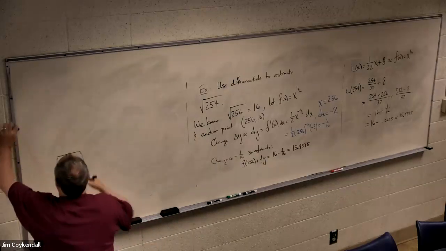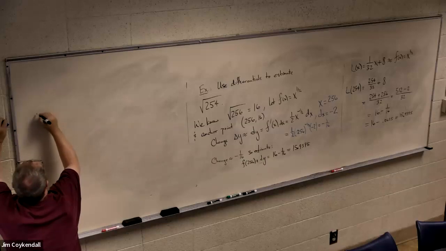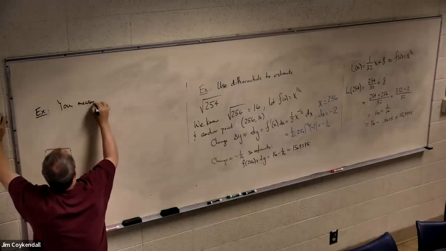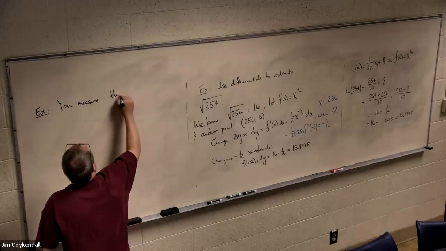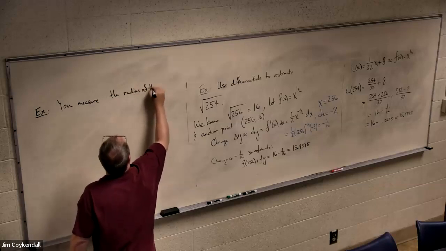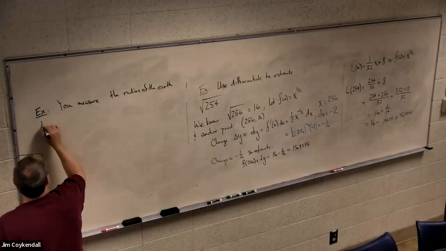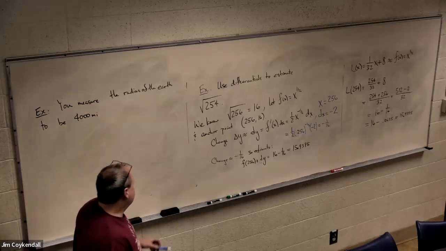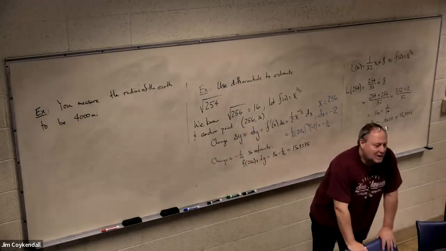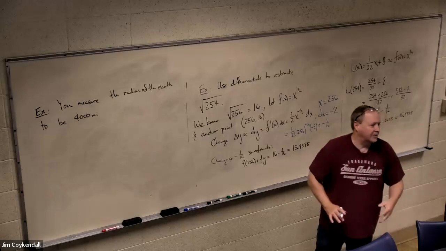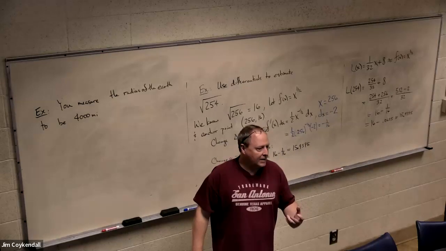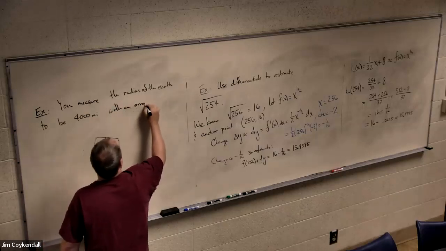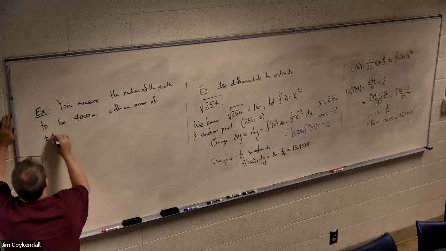Here's one. You measure the radius of the Earth, about 4,000 miles. Now, let me make clear this question is a little bit off because the Earth isn't a perfect sphere, et cetera, et cetera, but I'm idealizing. So you measure the radius and you find that the radius is 4,000 miles, with an error of plus or minus 2 miles.